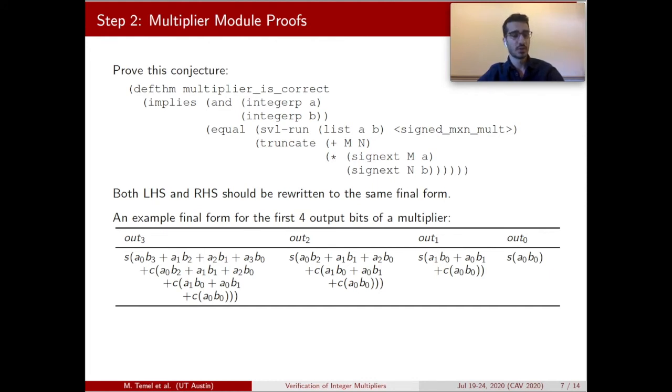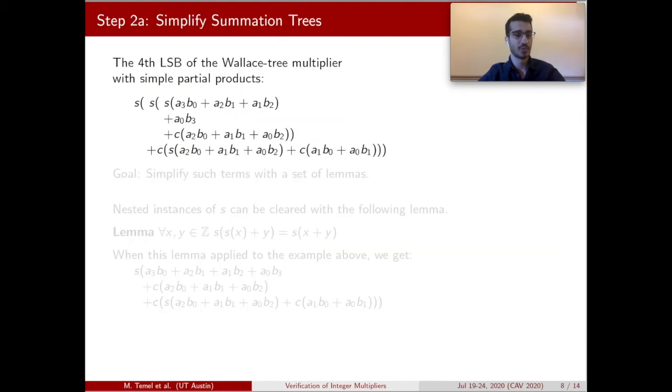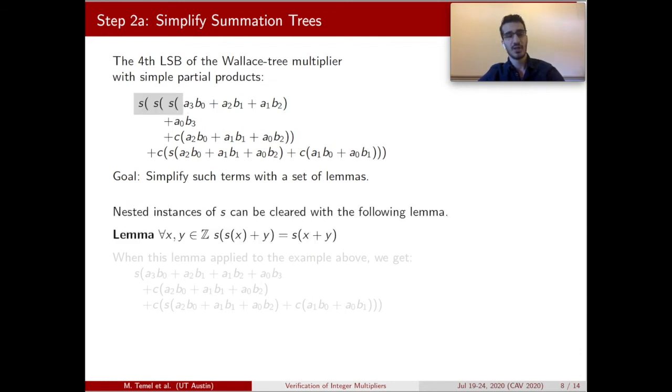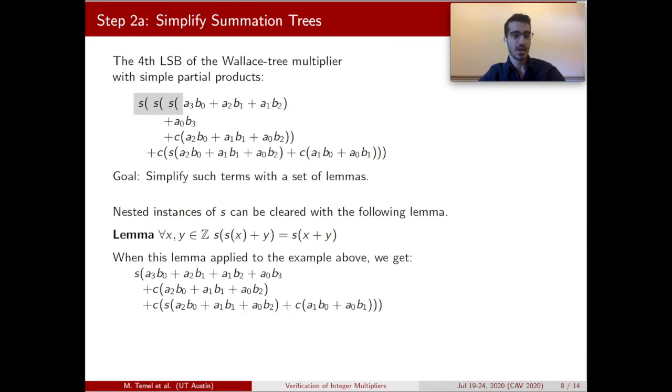So now, let's go over our rewriting algorithm that can convert various multiplier designs into our final form. First, let's assume that we have a Wallace tree multiplier with simple partial products. After rewriting the adder modules with their specification from step 1, we may get this term at the top for a multiplier output bit. Our goal is to simplify this term and convert it into our final form. We observe that such terms have many nested calls of the function s. We can get rid of such nested calls with this lemma. Basically, the arguments of the inner calls of s can be extracted. After applying this lemma, we get the simplified term at the bottom.